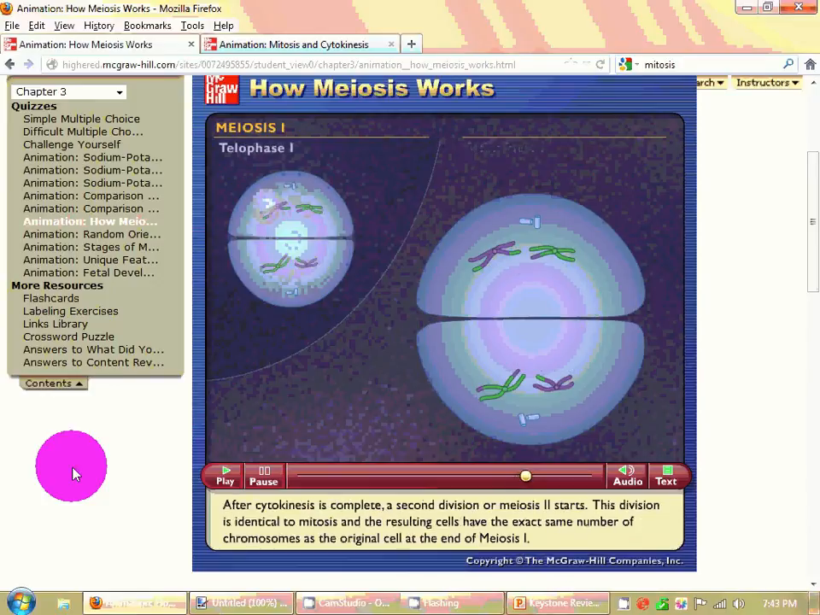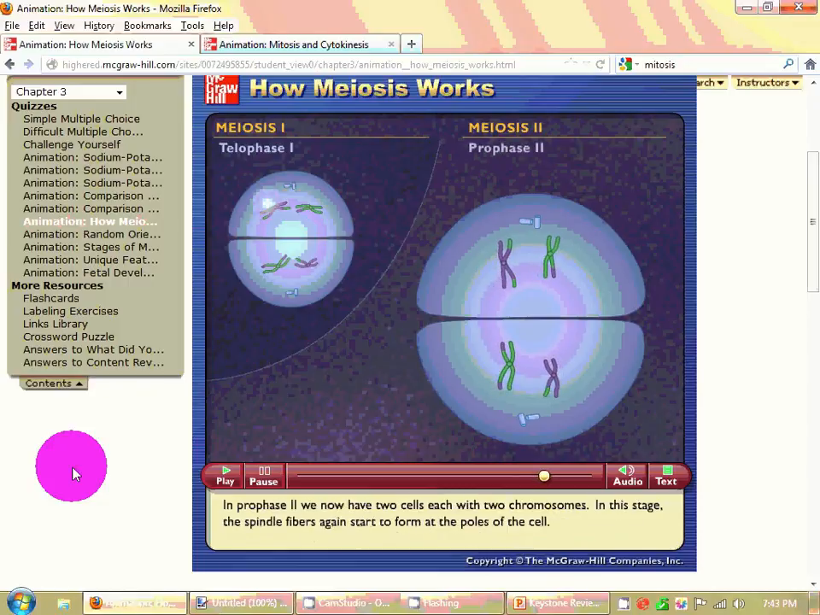After cytokinesis is complete, a second division, or meiosis II, starts. This division is identical to mitosis, and the resulting cells have the exact same number of chromosomes as the original cell at the end of meiosis I.